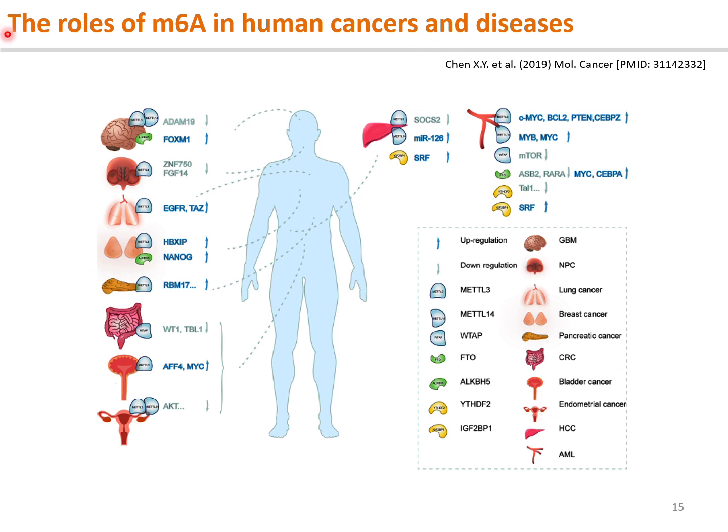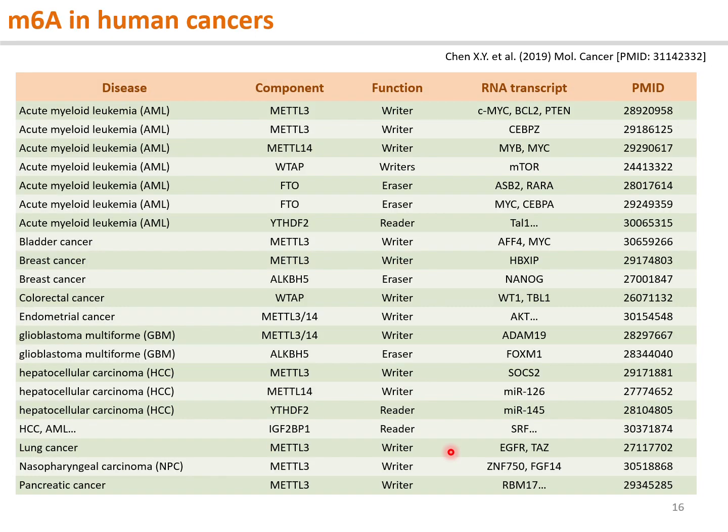The molecular functions of m6A are associated with pathophysiology of human cancers and diseases. For example, m6A writers METTL3 and METTL14, eraser FTO, and reader YTH can have MYC, BCL, NANOG, AKT, SOX2, and many other oncogene and anti-oncogene mRNAs as the target RNAs. m6A modifications are causal factors in acute myeloid leukemia, AML, bladder cancer, breast cancer, colorectal cancer, glioblastoma, hepatocellular carcinoma, and lung cancer.